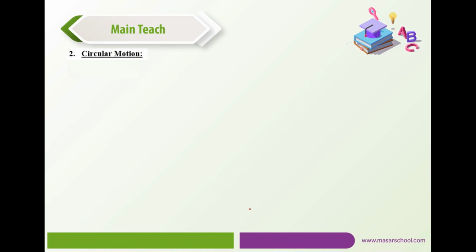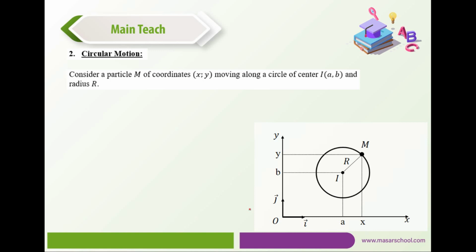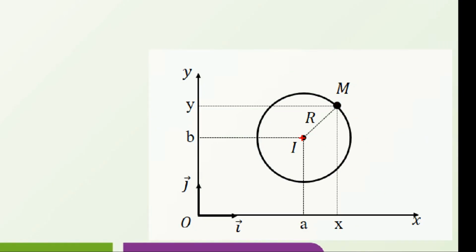Alright, now section 2, circular motion. Consider a particle m of coordinates x, y moving along a circle of center I (a, b) and radius r. So here we have a circle. R is the radius of the circle, I is the center of the circle, having position given by the coordinates a, b, and this circle for sure lies in 2 dimensions, and the particle which is moving is m, having the positions x and y.